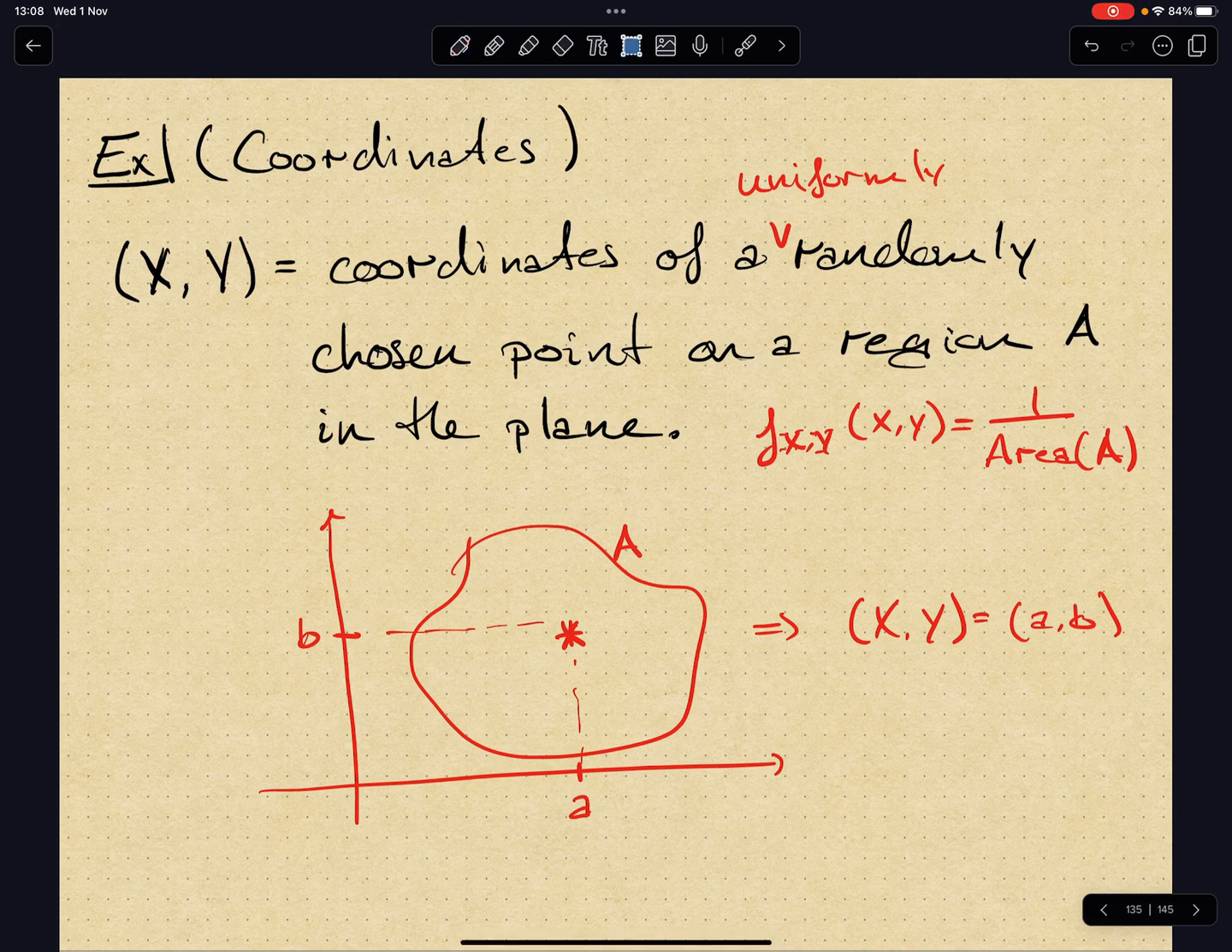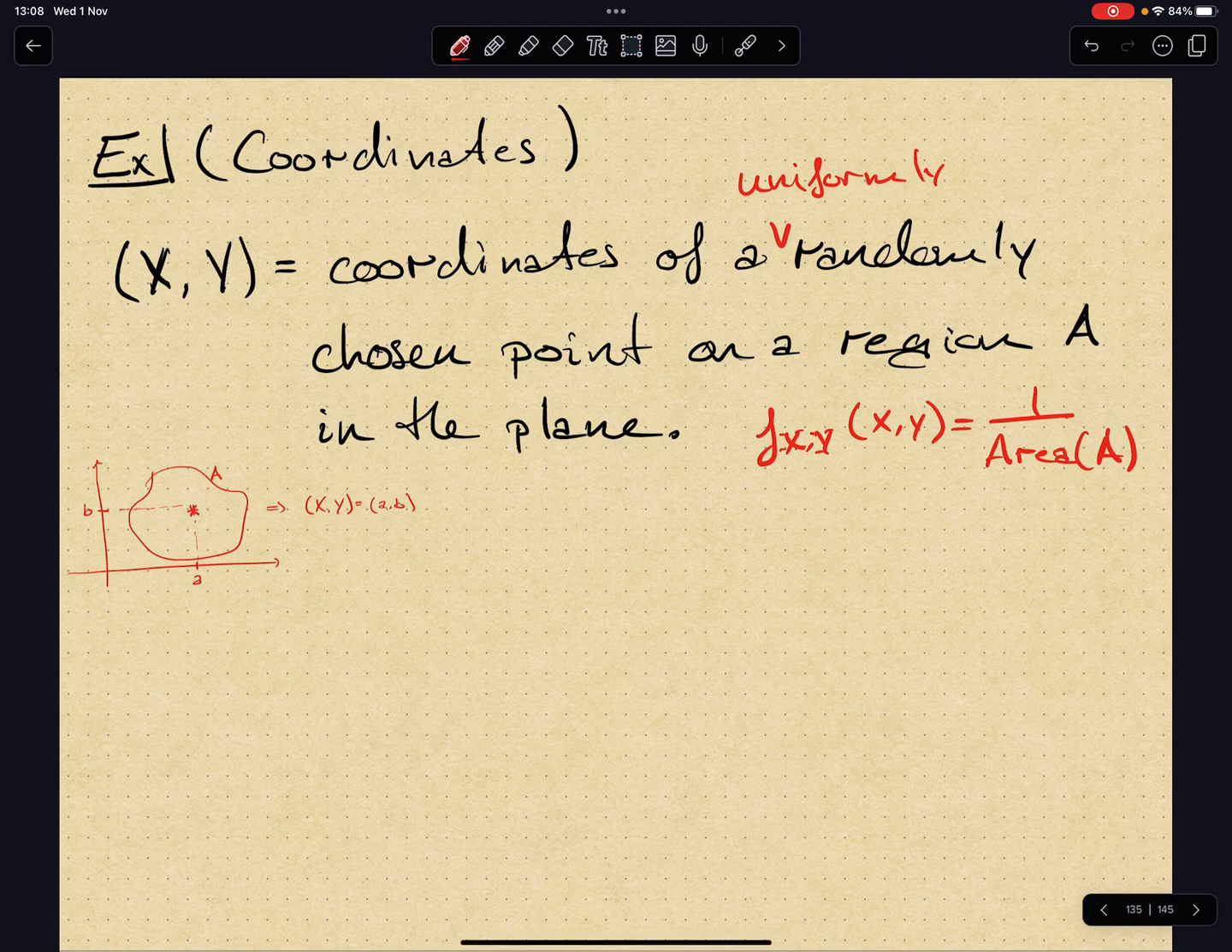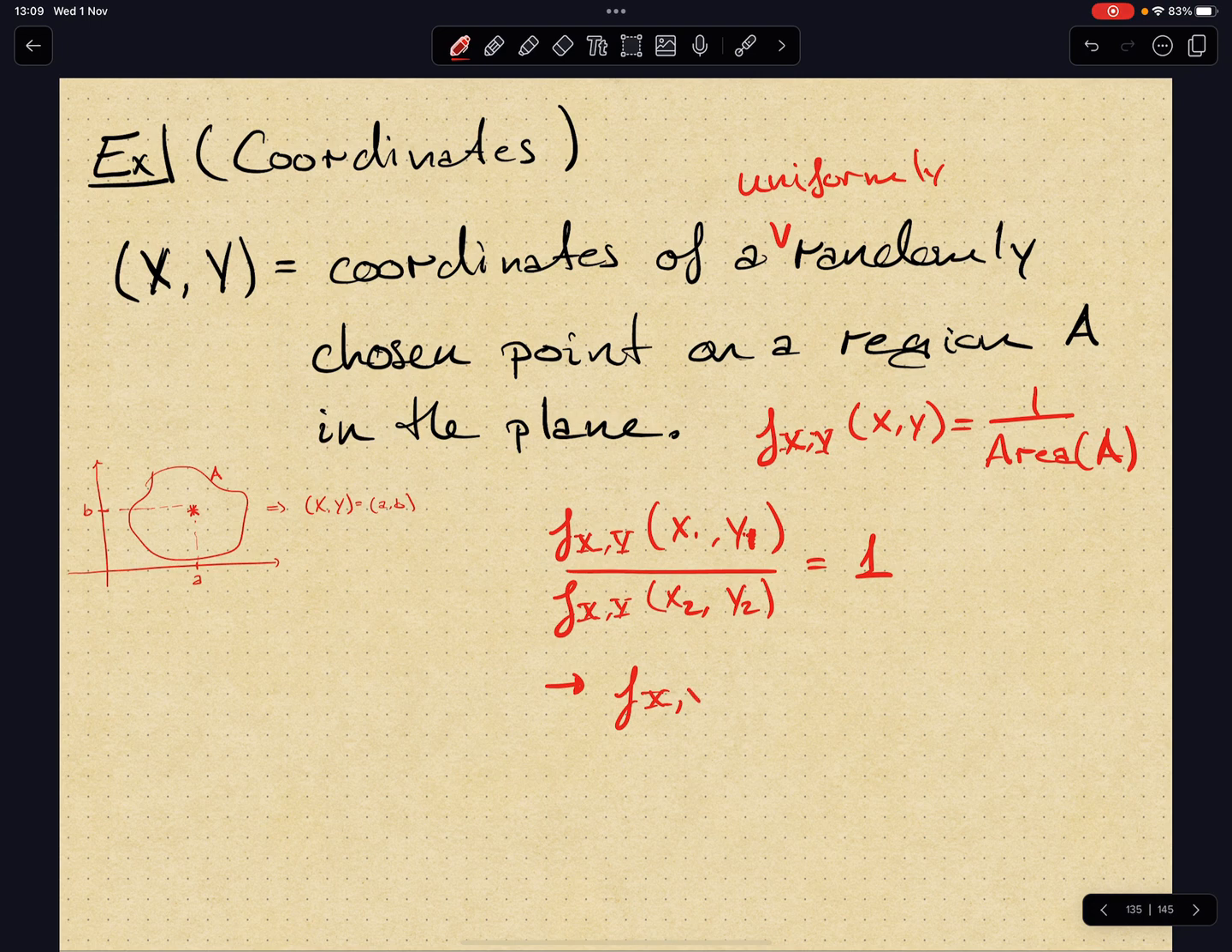The idea really is that we want each point to be uniformly distributed, each point to be equally likely or relatively equally likely. So you look at the ratio of two points, (x1, y1) and (x2, y2), and they have to be equally likely. That means if you look at the ratio of the relative probabilities for two different points, then the ratio should be equal to 1 because they're both equally likely or relatively equally likely. This then tells you that the probability density function of (x, y) is going to be a constant.